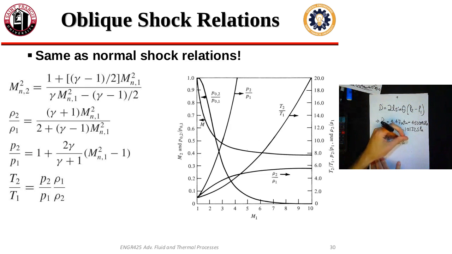sine 15 degrees. It's a turning angle. P2 minus P1 is 351,684.6 pascals. That gets us what?